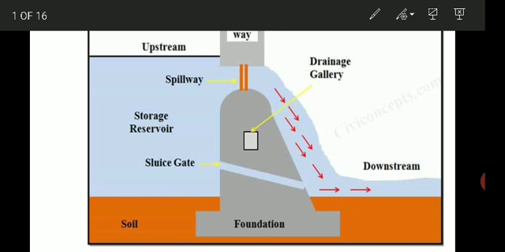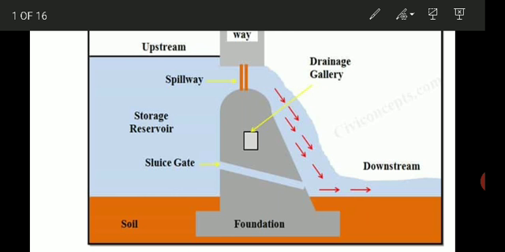It stands by its own weight, that is important. So it is called the gravity dam. A good foundation rock is required for the construction of this type of dam.